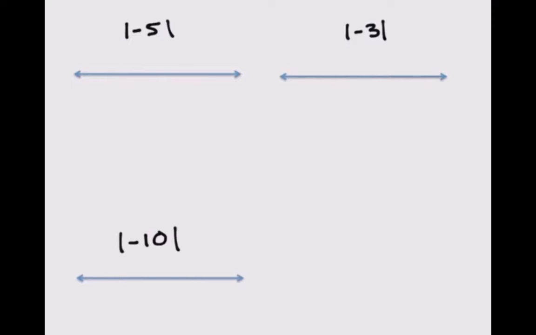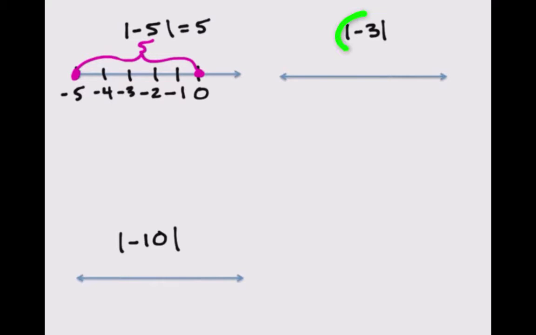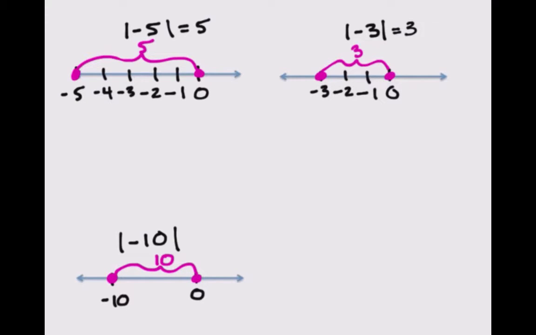What about the absolute value of negative numbers? Same strategy. Just got to figure out how far away from 0 on the real number line they are. So, to find the absolute value of negative 5, well, it looks to me like negative 5 is exactly 5 units away from 0. So the absolute value of negative 5 is 5. What about negative 3? Same strategy there. Looks to me like negative 3 is exactly 3 units away from 0. So negative 3 has an absolute value of 3. Same thing with negative 10. Negative 10 is exactly 10 units away from 0. So its absolute value is going to be 10.